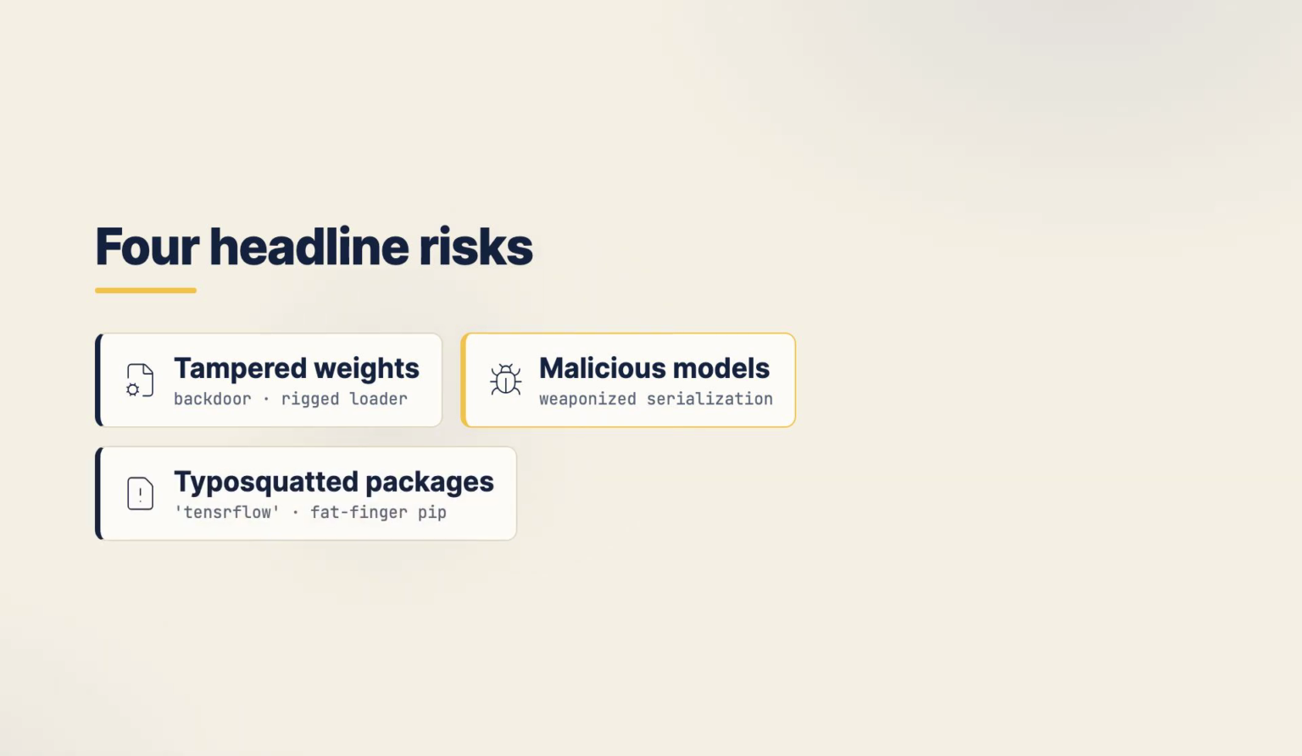The third is typo-squatted ML packages. An attacker publishes something like TensorFlow or PyTorch utils, hoping you fat finger a pip install. One bad dependency in your training or inference image, and the whole pipeline is compromised. That's a classic software supply chain attack, now aimed squarely at the ML stack. And the fourth is the quiet one: license and data rights traps. A model or dataset whose license forbids commercial use, or that was trained on data the publisher had no right to use.